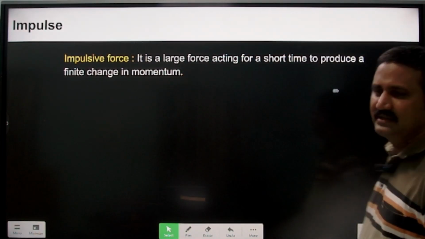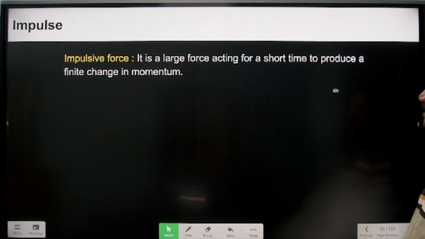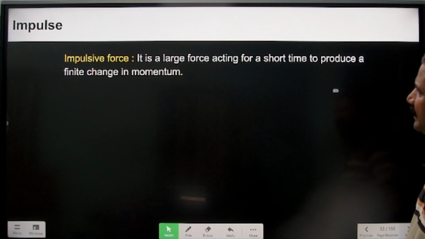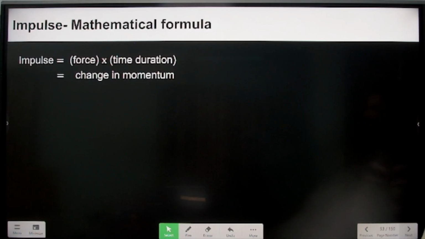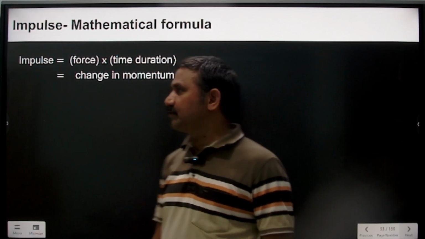And next, what is impulse? Impulse is nothing but an impulsive force. It is a large force acting in a small interval of time; that is called an impulsive force. So what is impulse? Impulse is equal to force times time duration. Impulse is equal to change in momentum.